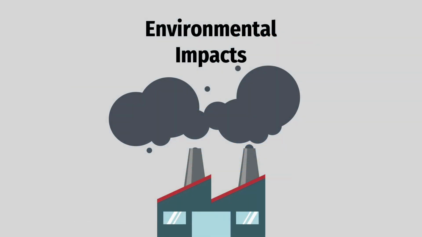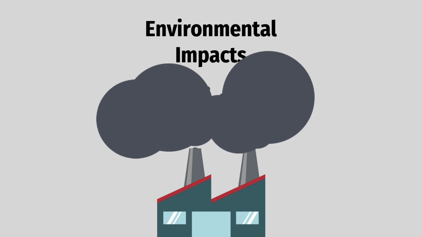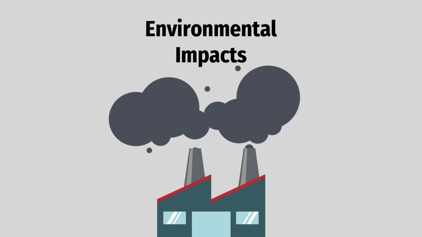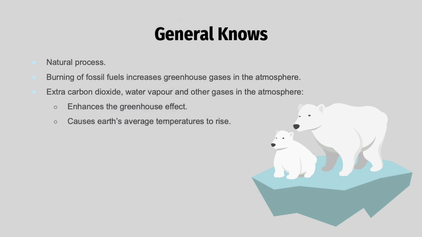Of course, with anything that occurs in the atmosphere, there are implications on the environment. It is important to remember that the greenhouse effect is a natural process that keeps the temperature suitable for survival. Human activities like burning fossil fuels increase the amount of greenhouse gas in the environment. By having extra carbon dioxide, water vapor, and other gases in the environment, this will enhance the greenhouse effect and cause the temperatures of the Earth to rise, which we know is something called global warming. We will talk about global warming in more detail in a later video.